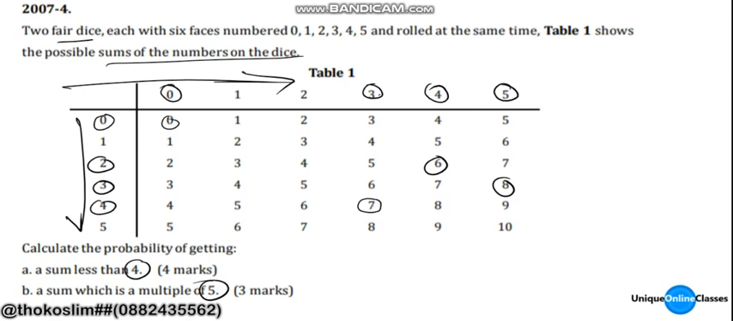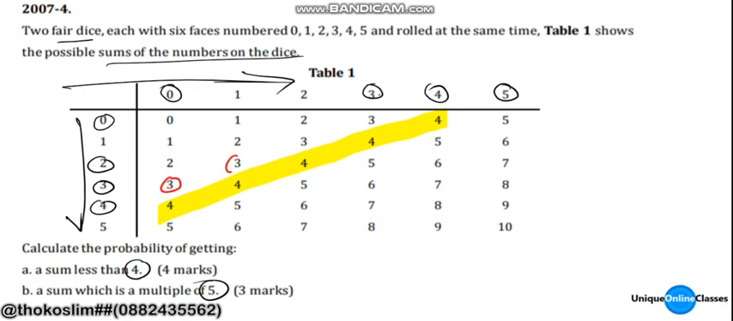Sums of numbers on the dice. So that's the thing. Now we should calculate the probability of getting a sum of less than 4. The thing going on is less than 4. So if you can see here, 4, that's 4. So less than 4.